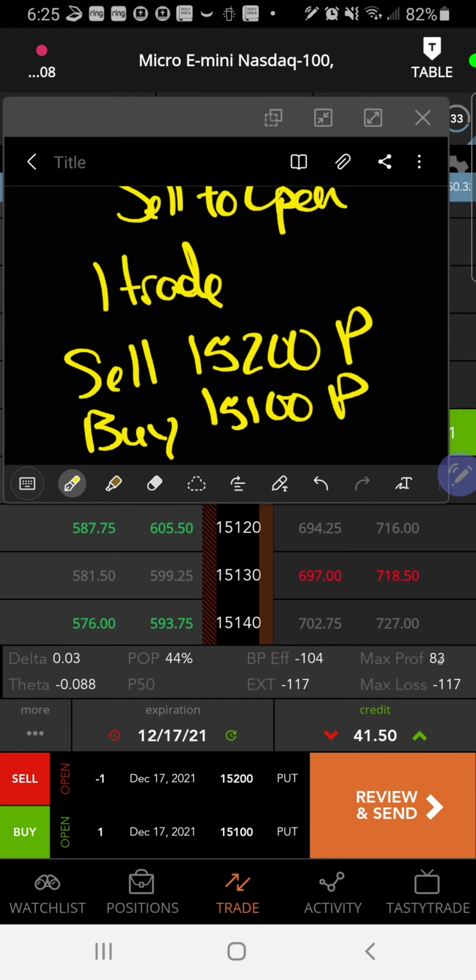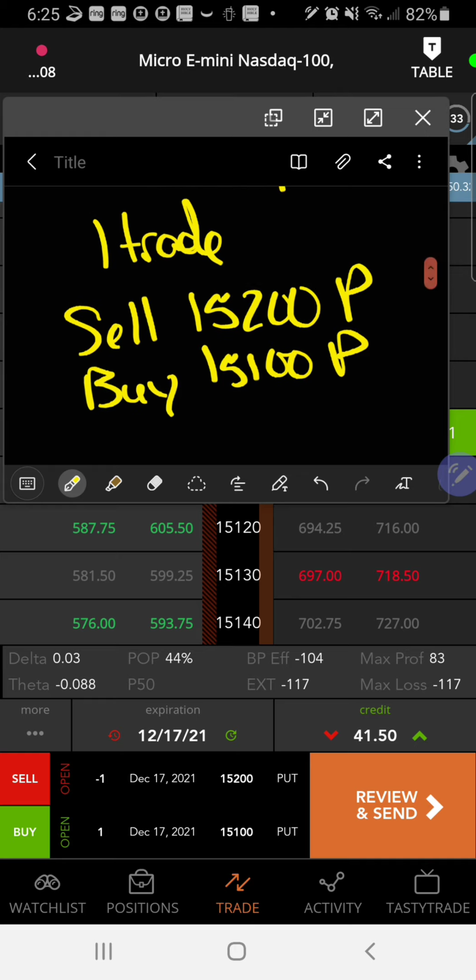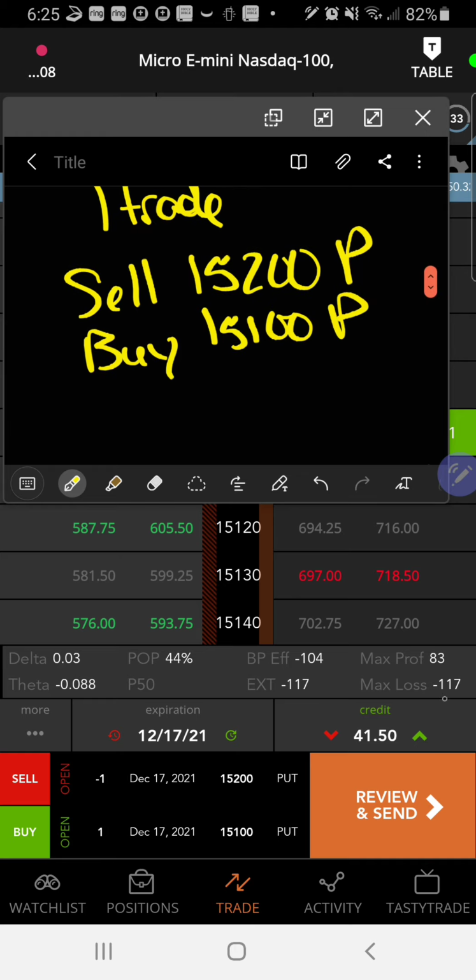Our max profit is $83. Our buying power effect is $104. The maximum we could lose is $117. Okay, so look, we're only affecting our buying power by about $100 by putting this trade on, $104. BPE, that's buying power effect.